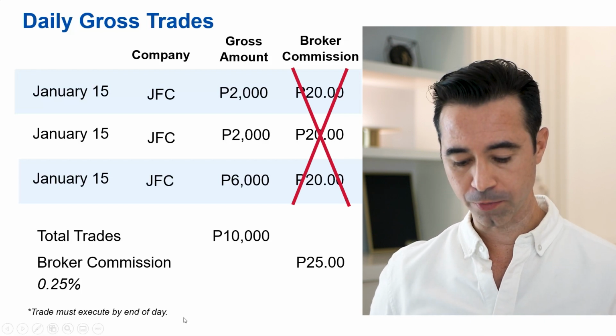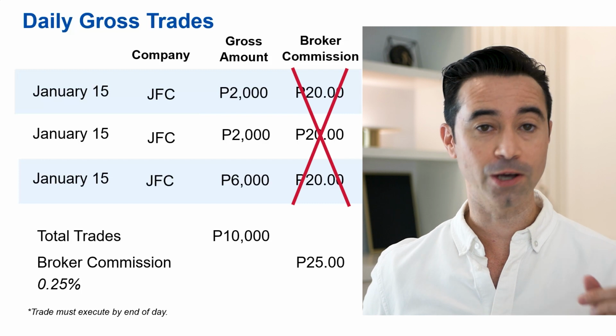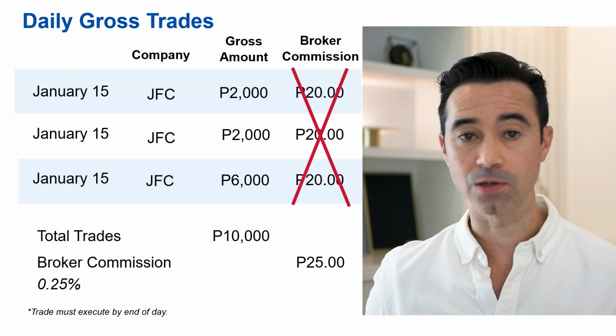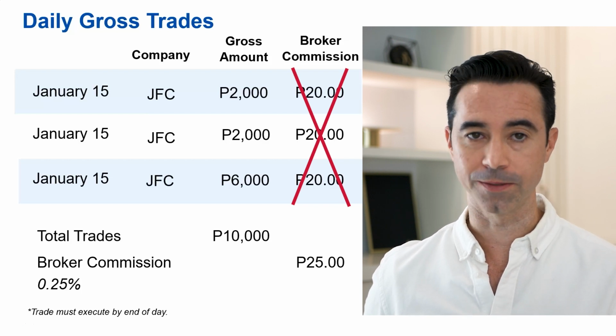Now, make sure you remember that the trade must execute by the end of the day. If all trades don't execute by the end of the day and you end up trading less than 8,000 pesos worth of stock in the same company, then you will be charged the minimum 20 pesos. Just keep that in mind. Now, if daily gross trades are confusing to you and you're not a trader who buys and sells often during the day, you may not need to worry about daily gross trades. But if you are a trader who buys and sells the same stock often during the same day, then you can take advantage of this.